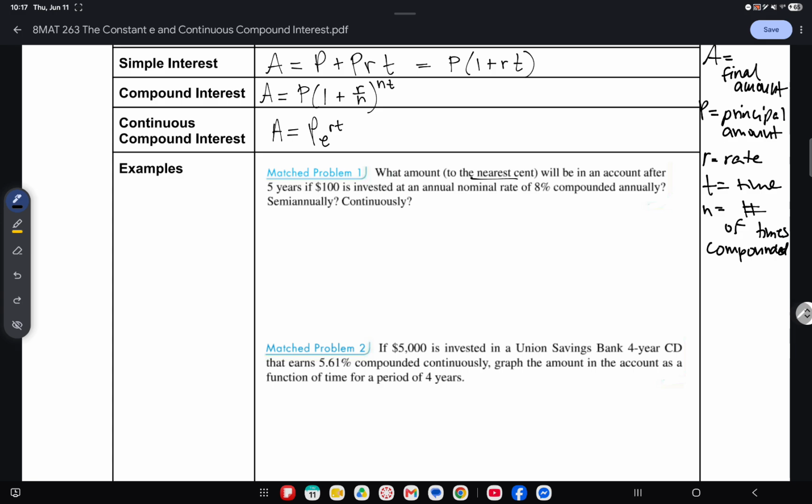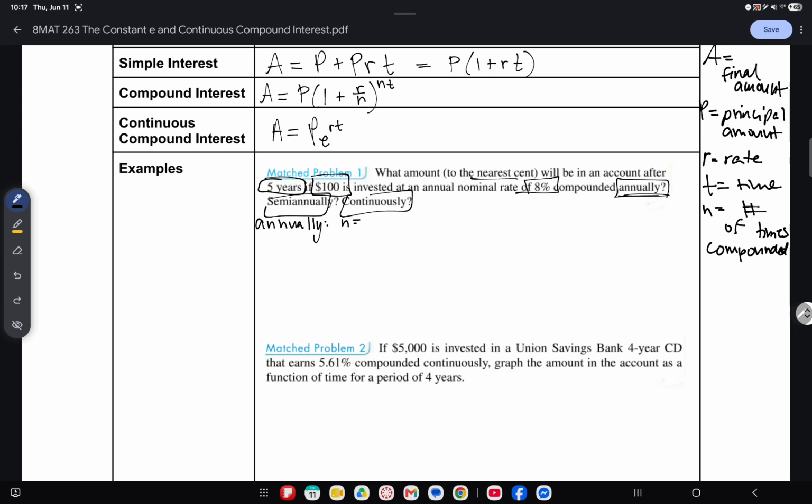All right, so let's use some of these formulas. So what amount to the nearest cent will be in an account after 5 years if $100 is invested at an annual nominal rate of 8% compounded annually, semi-annually, and continuously? So let's do annually first.